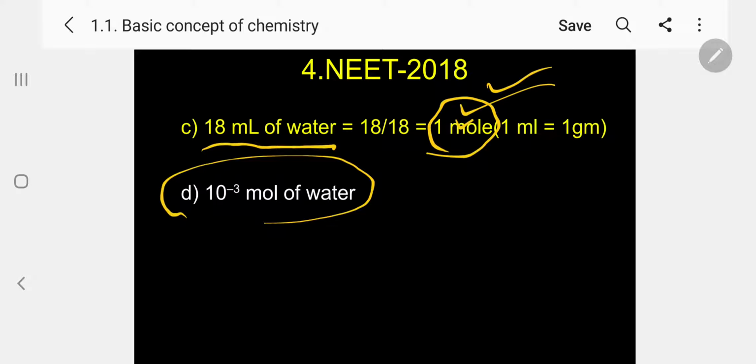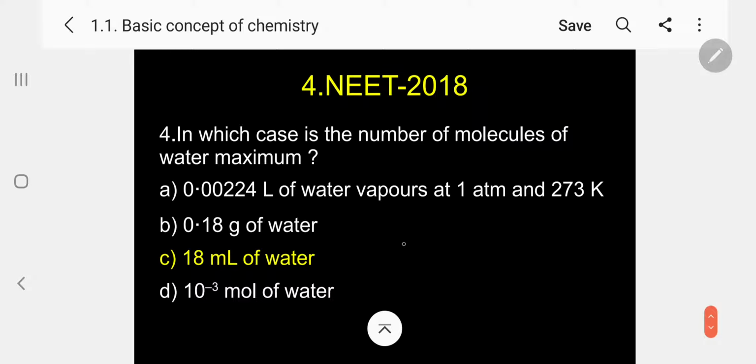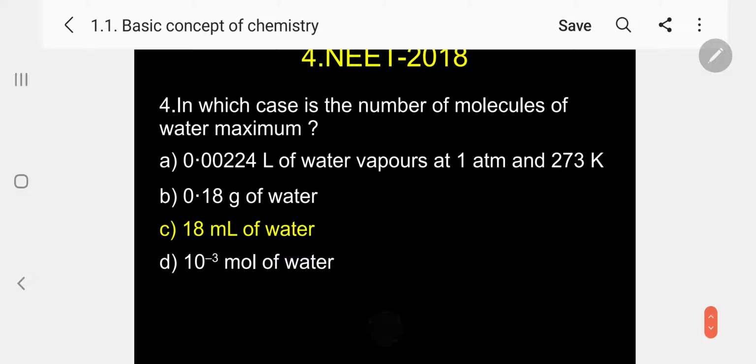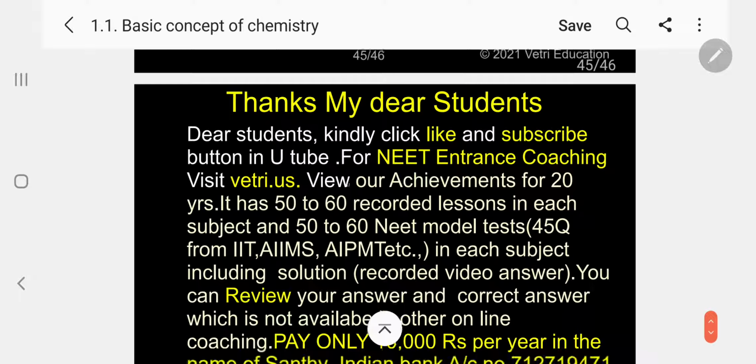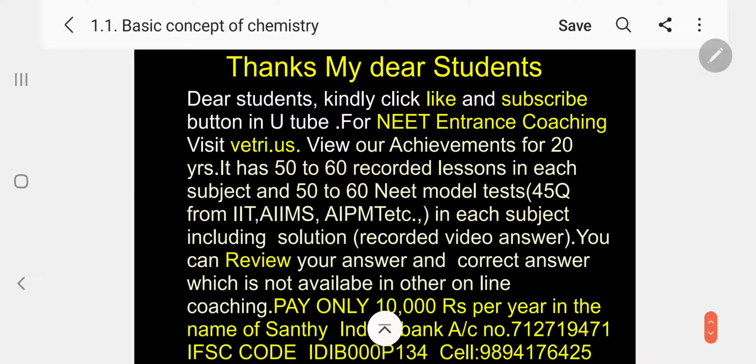10 to the power of minus 4 mole for the first case, 10 to the power of minus 2 for the second, 1 mole for the third, and 10 to the power of minus 3 mole for the fourth. So the answer is C. Option C is the correct answer. Kindly follow. In which case is the number of molecules of water maximum? The answer is C. 18 ml of water contains the maximum number of molecules. Please follow. I hope I have come to the conclusion. I will stop here. In the next class I will discuss the remaining questions.